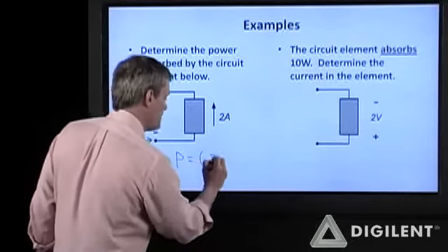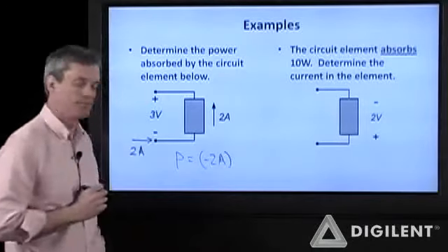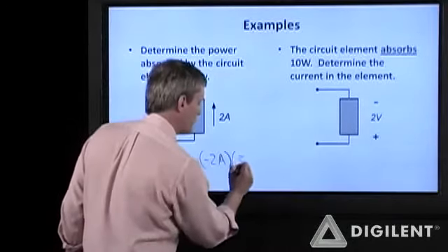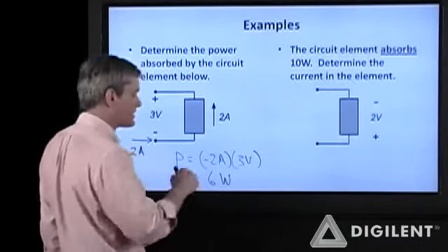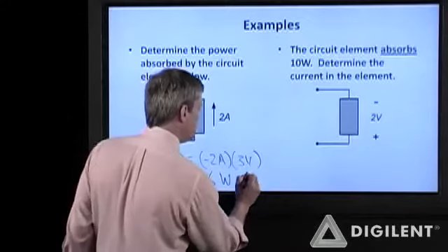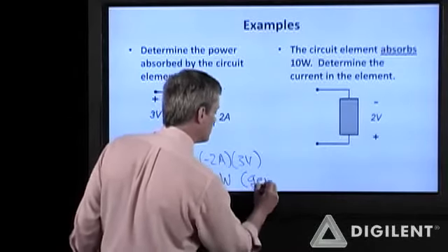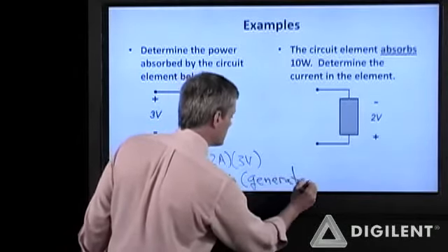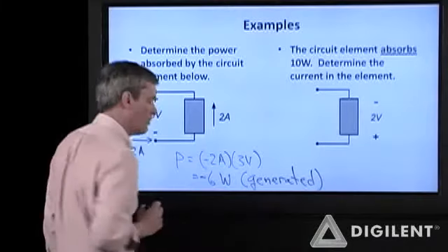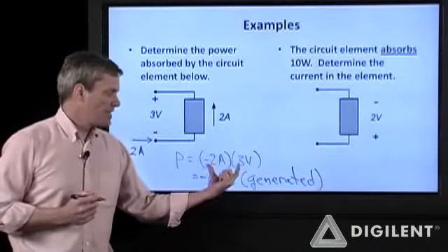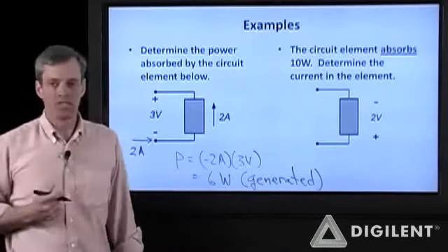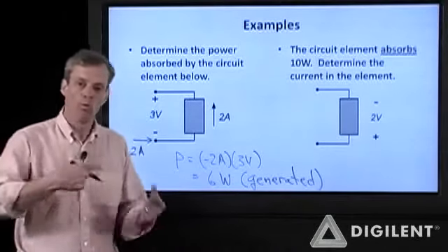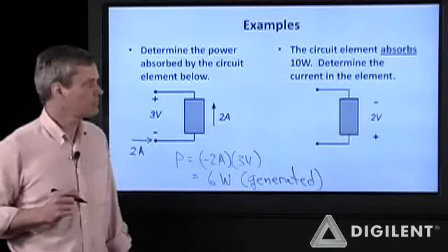Power is negative 2 amps times 3 volts. So this is 6 watts. It is actually generating power. So carry along the negative sign: negative 6 watts absorbed or positive 6 watts generated. I don't really care what you do with that sign.